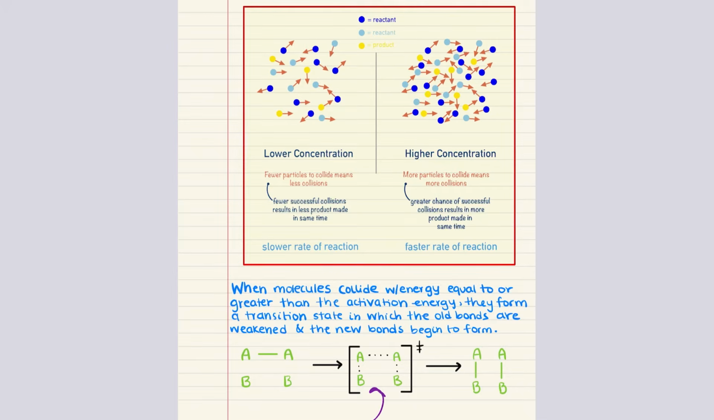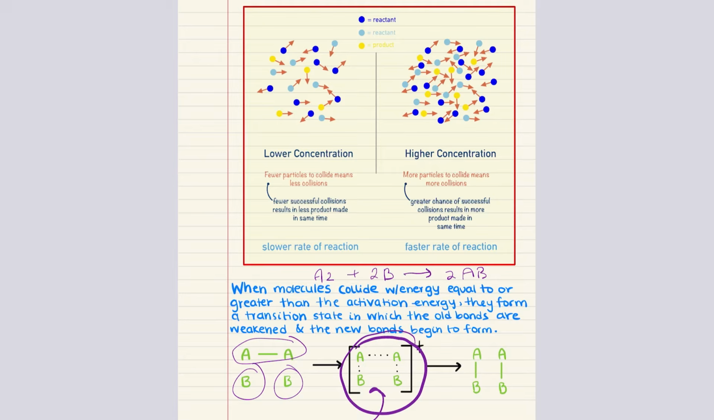What did we start off with in our reaction? It was A2 plus 2 molecules of B. Here are our 2 molecules of B, and then they form 2AB products. And so in transition theory, when molecules collide with energy equal to or greater than the activation energy, they form temporary high energy configurations like the one you see right here. This is a transition state.